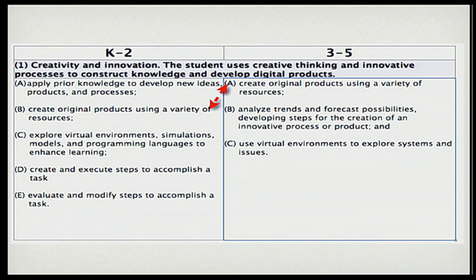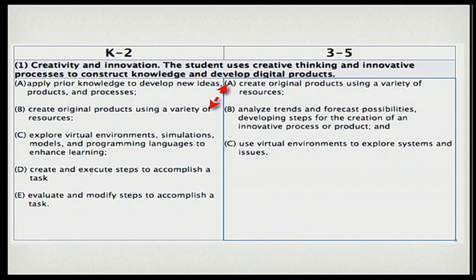but those 5 expectations don't match the 3 through 5. As a matter of fact, I have a little arrow there, and that arrow shows the only thing that actually matches. So there's only one expectation in creativity and innovation, only one student expectation in K through 2 that matches a student expectation in 3 through 5. In all other cases, they're completely different student expectations. So creativity and innovation has 4 different student expectations than 3 through 5, where there's only one matching student expectation. That's where that arrow is.